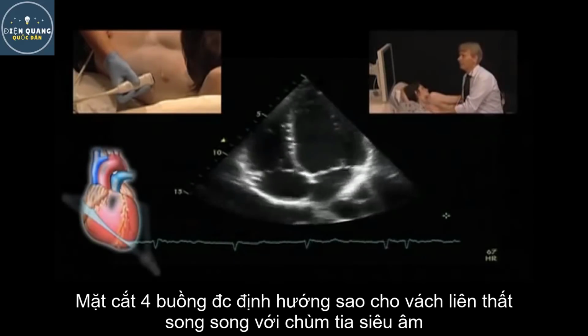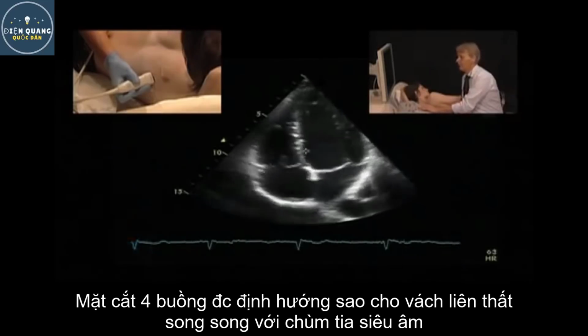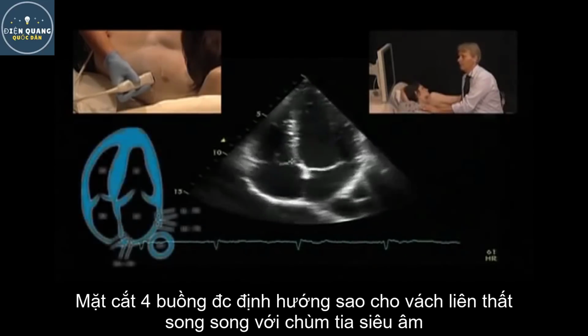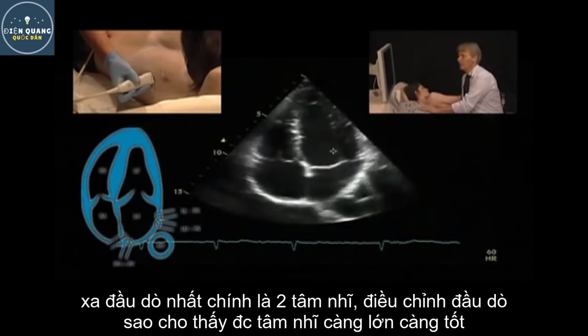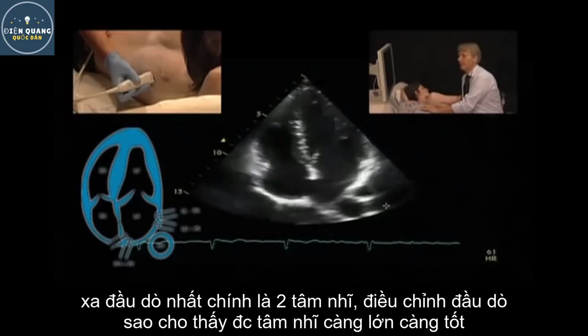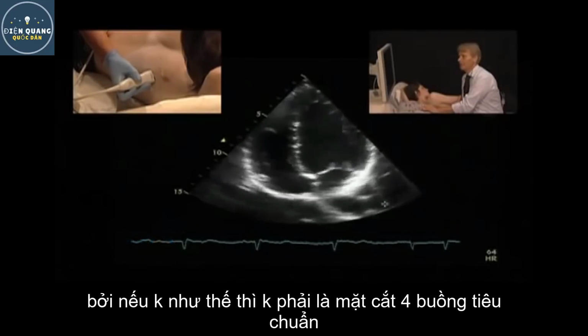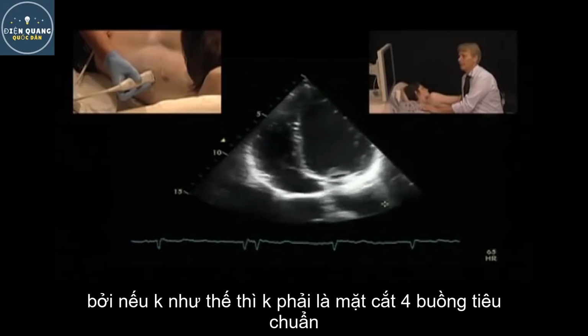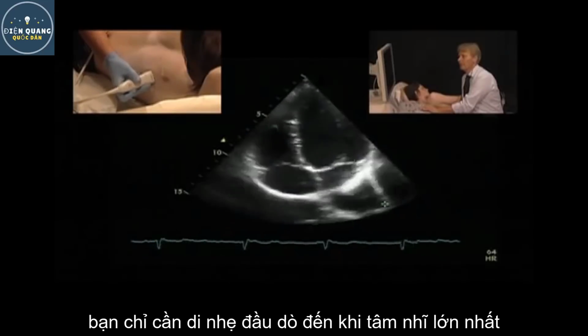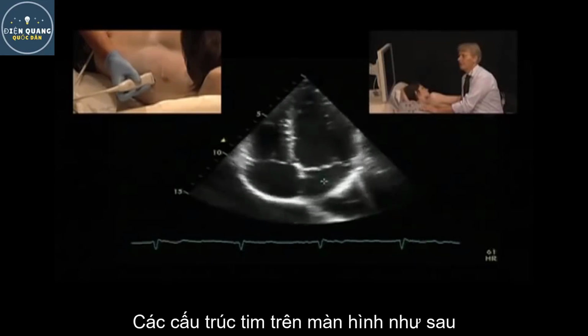The four-chamber view should be oriented in such a way that the septum is parallel to the ultrasonic beam. It is furthermore important to really check that the atria are as large as possible, because if you're down like this, then you don't have an optimal four-chamber view. So you have to tilt until you really get large atria. And if you do so, you can see the following structures.